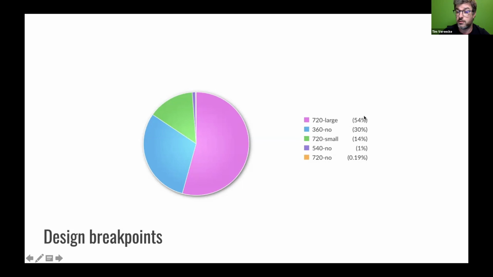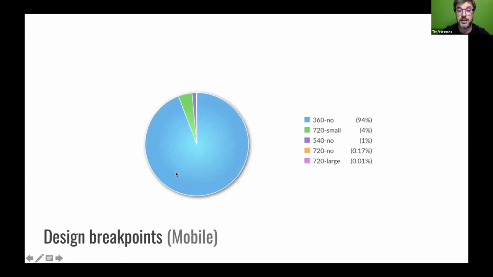What would you see there? Design breakpoints: 54% of my users download the 720 version design. And 30% of them, the small version. And here you see this negligible 0.19%. This one will actually also go away very, very soon. If you then zoom in on mobile, what do you see? 94% of them use a 360 pixels version. But still, that means 5% or 6% use a larger version.